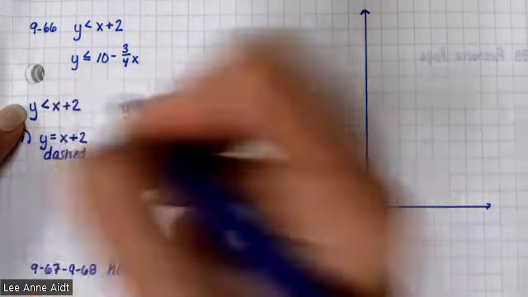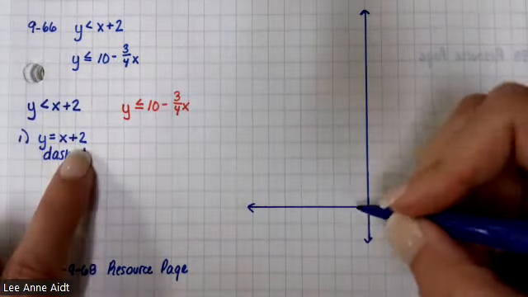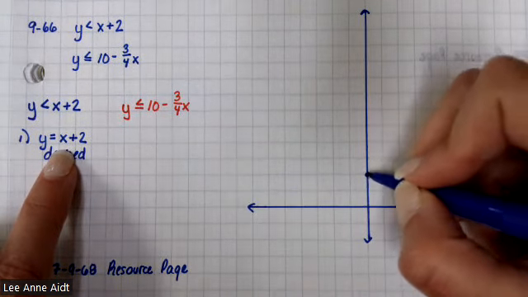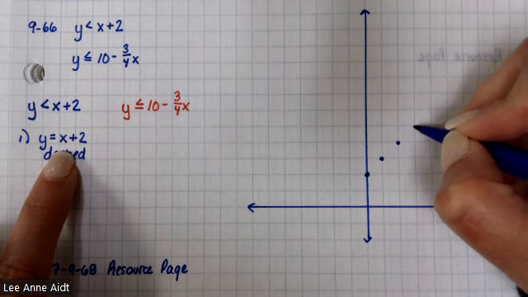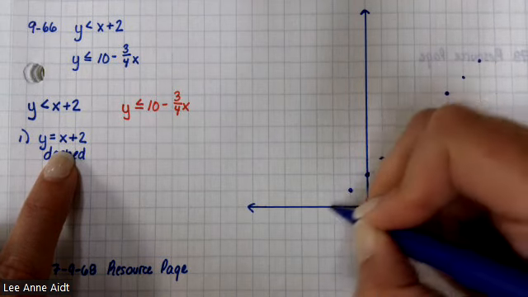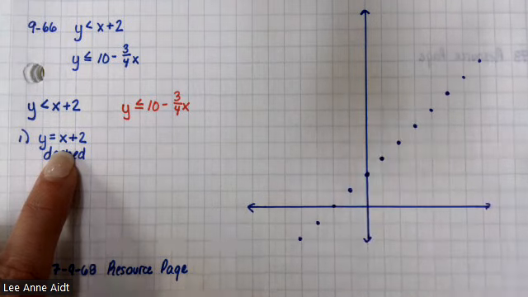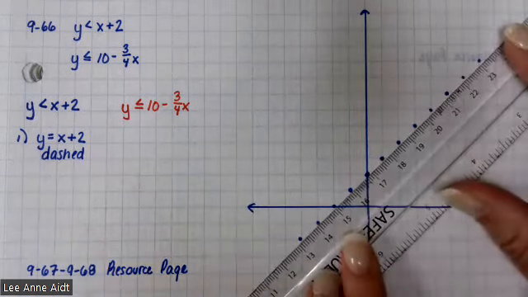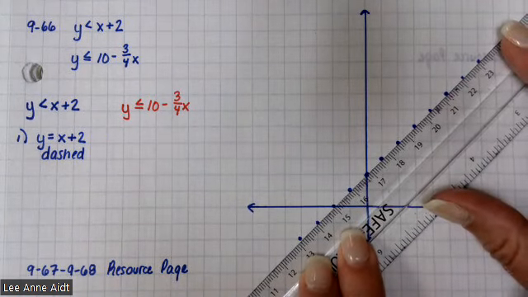Let's see if I can actually do it. Okay, so y-intercept is 2. Slope is 1, so up 1 over 1. Part of me almost feels like I could just leave it like that, but that's not really dashed, that's dotted.